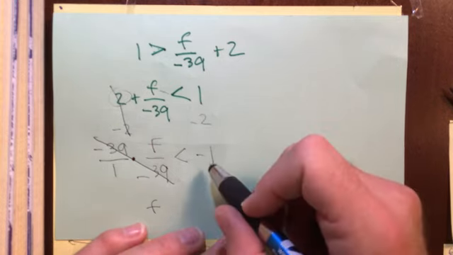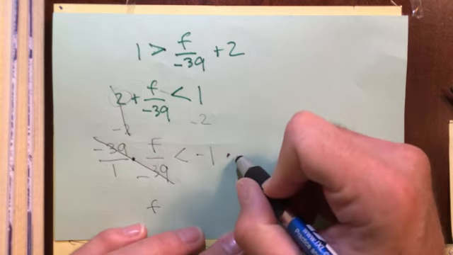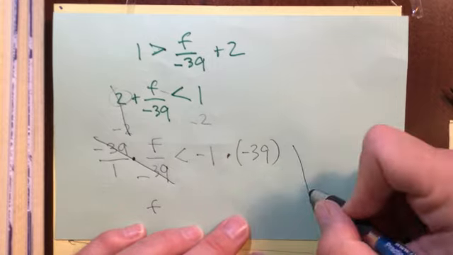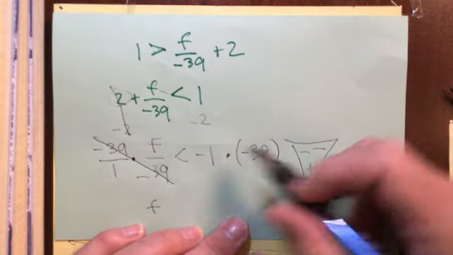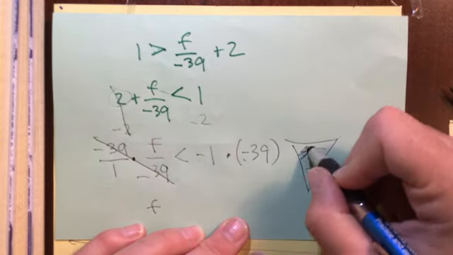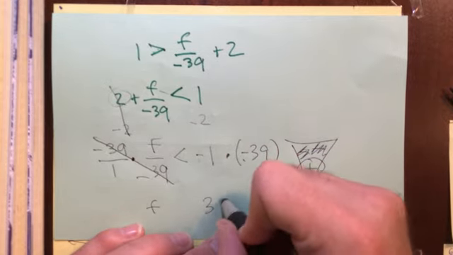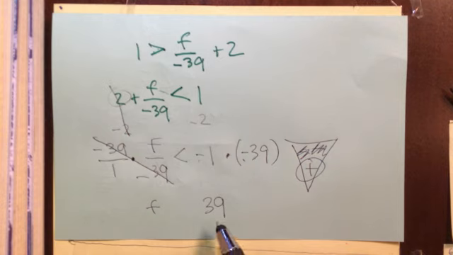All right. Now I'm going to end up over here with negative 1 times a negative 39. I have a negative times a negative, so you cover an I and you cover an I. What's left? The answer is going to be positive 39. So f is less than 39?